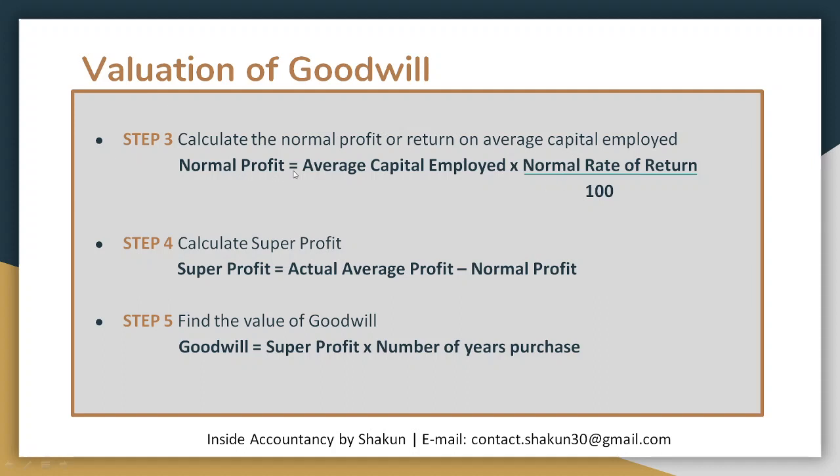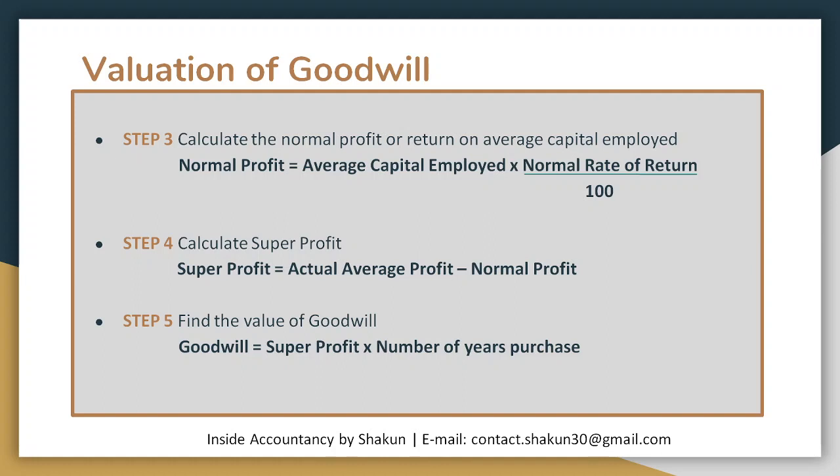So the first step was capital employed, second average profit, third normal profit, and the fourth step is the calculation of super profit, which is the excess of average profit over the normal profit, that is average profit minus normal profit is equal to the super profit. Like you always know that a buyer's advantage lies in the excess of normal return on capital employed. Therefore, the excess of this average profit over normal profit is called as super profit.